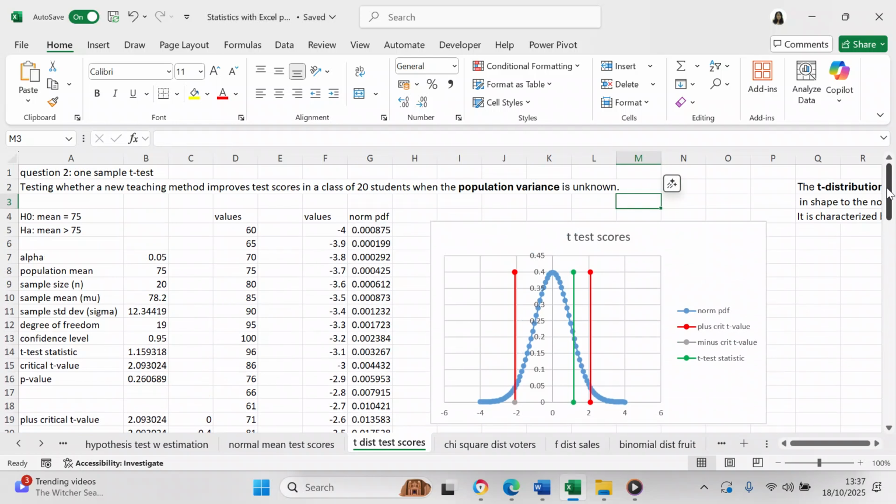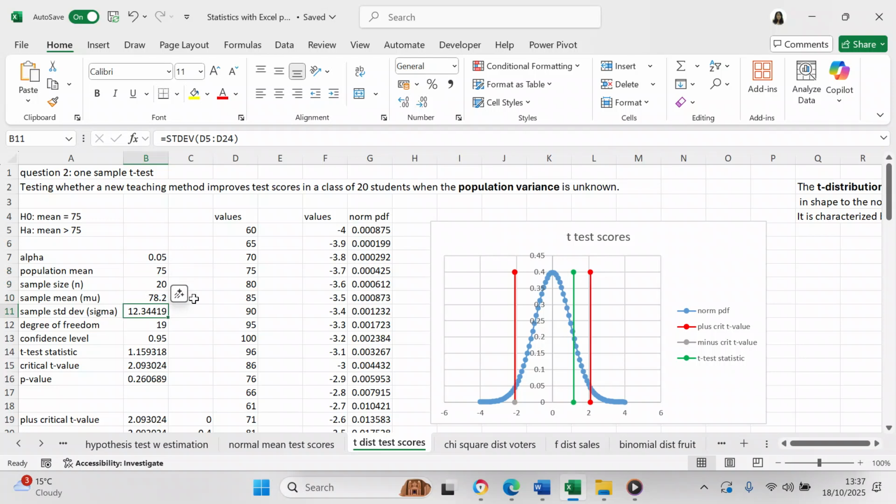and an alternate hypothesis is a mean of greater than 75. So an alternate hypothesis can be depicted as either H1 or HA. So your alpha, which is your significance level, is 5%. Your population mean is 75. Your sample size is 20. Your sample mean is 78.2. So automatically you know that the sample mean is greater than the population mean.